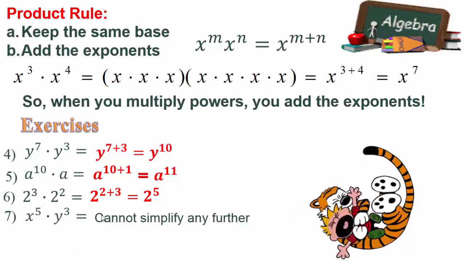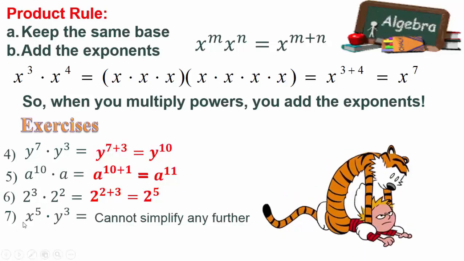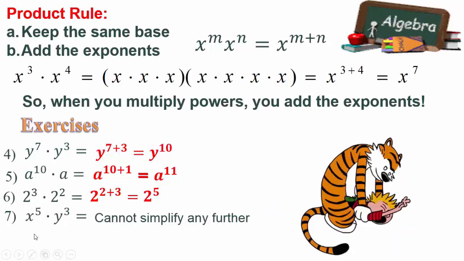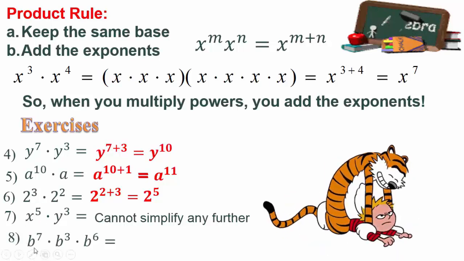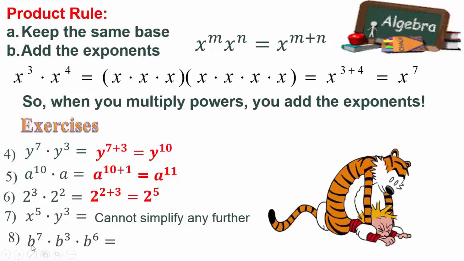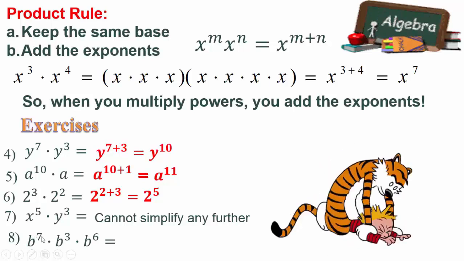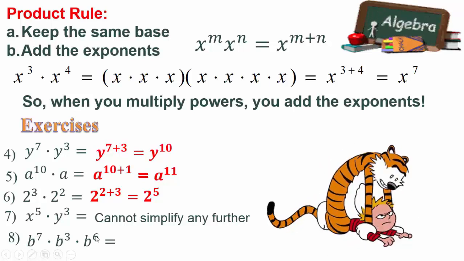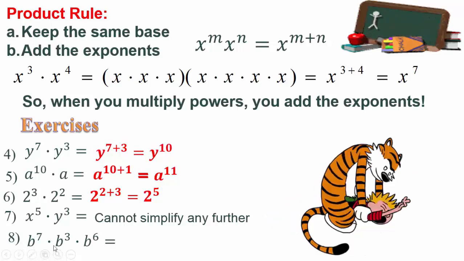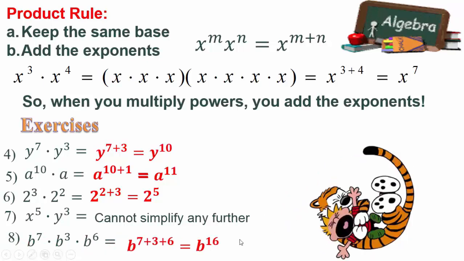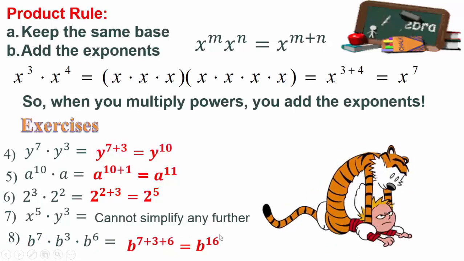So that's important to note, and you must be very careful to make sure that when you're doing the product rule and you're adding up the exponents that your bases are the same. Number 8, here we have not just 2, we have 3 bases that are the same. So that will mean that we add up 7 plus 3 plus 6 because the 3 bases are exactly the same, so that means we get b to the 16.